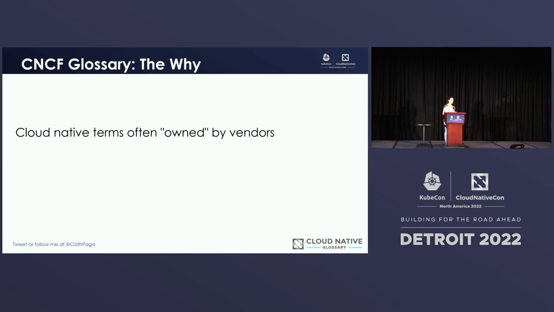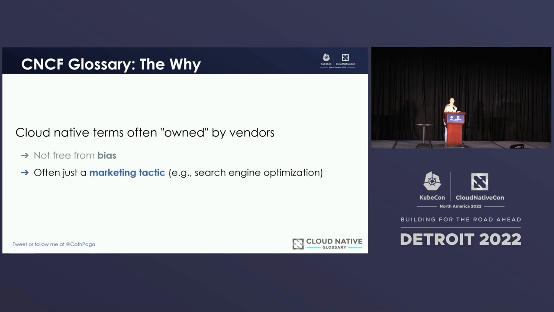Let's see why. First, when you Google a cloud native term, you're most likely going to get a vendor-provided definition. And while vendors did a great job at helping us understand these complex concepts, it's less than ideal because, well, first, it might be biased towards the product or their opinionated view. It's often also just a marketing tactic, such as SEO optimization. And I should know, I work in marketing and have applied these tactics myself.